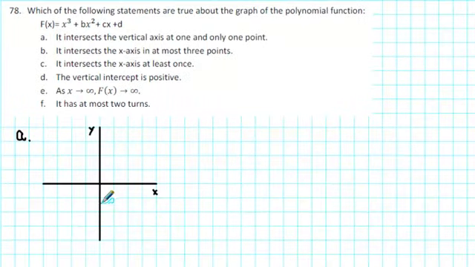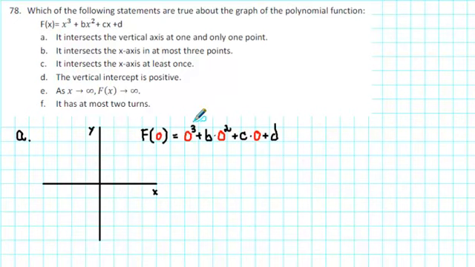The vertical axis is the y-axis, and on the y-axis we have points like (0, -3), (0, -2), (0, -1), (0, 0), (0, 1). The key characteristic that all those points have in common is that the x-coordinate is 0. So if we want to find where the graph intersects the vertical axis, all we need to do is substitute 0 for x and then evaluate.